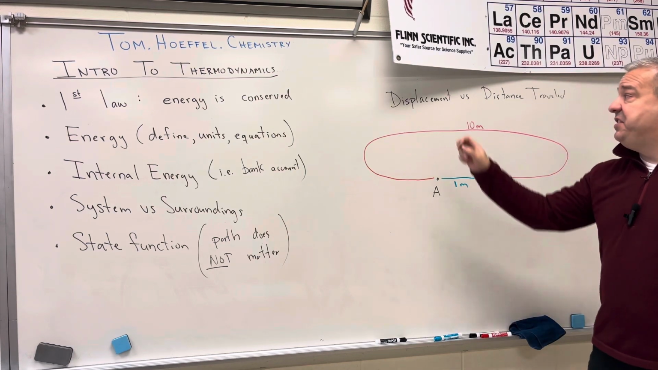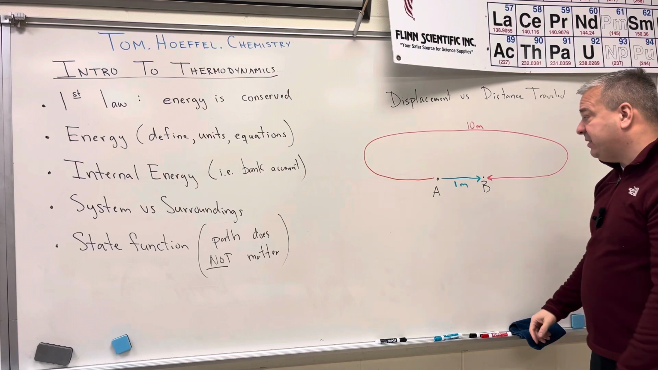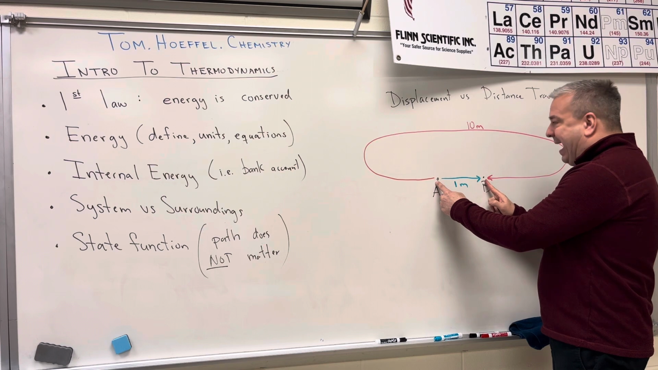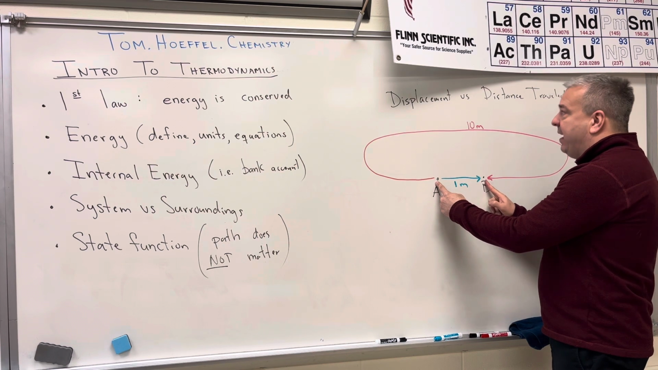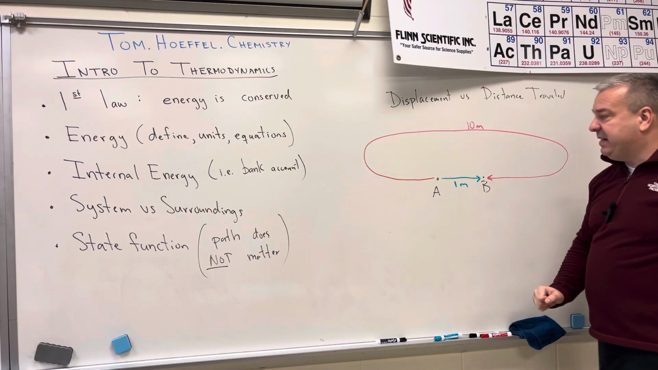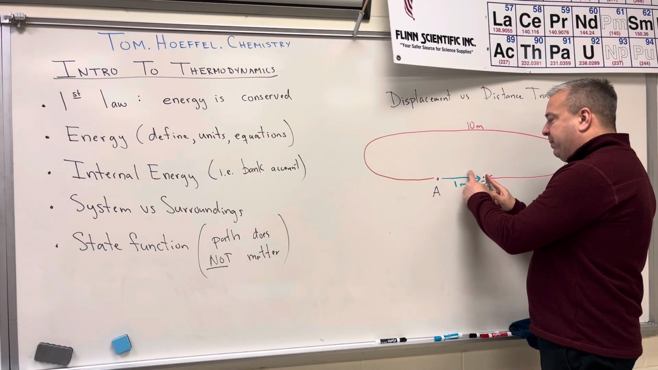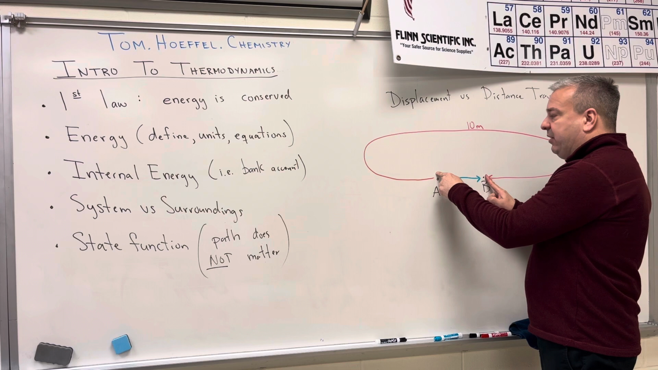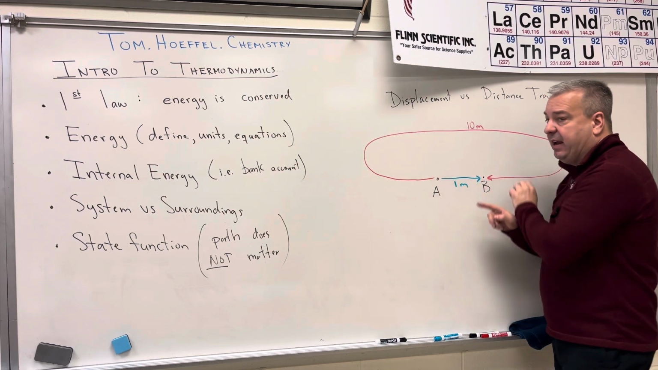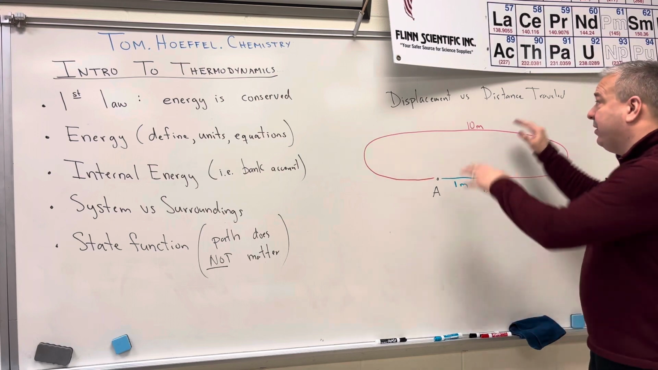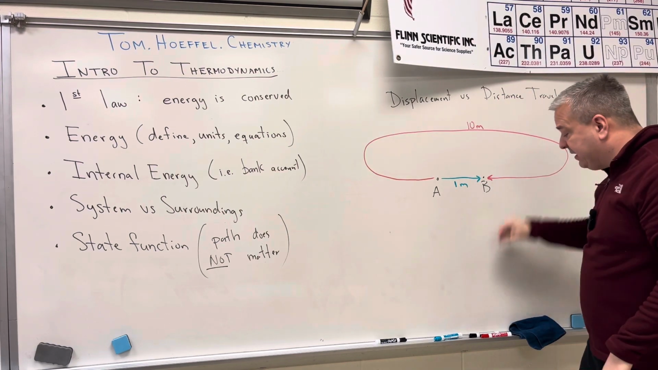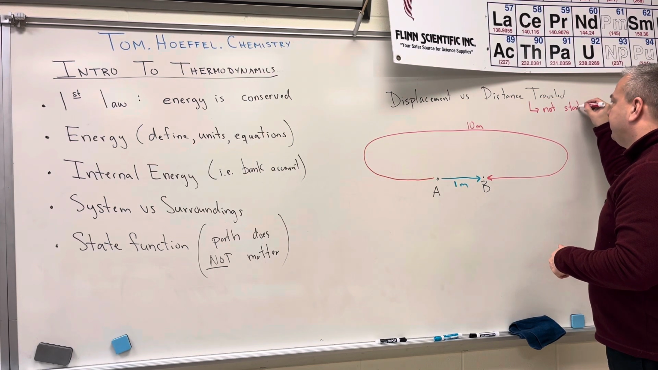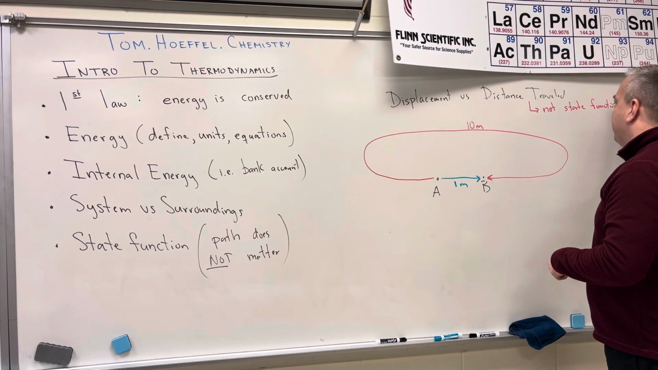So the displacement in both situations is going to be 1 meter. It doesn't matter the path that you go for displacement. However, distance traveled would be different. The way I got from point A to point B in scenario one is I only traveled 1 meter. Now in scenario two, I traveled 10 meters. So the path matters for distance traveled. So distance traveled is not a state function. And that's because the path matters.